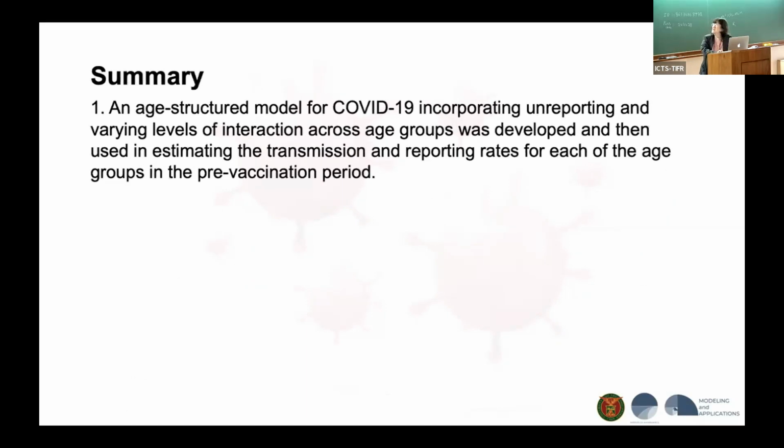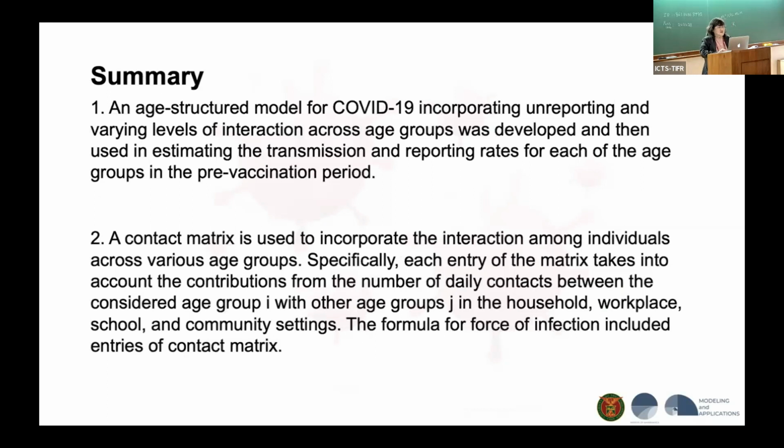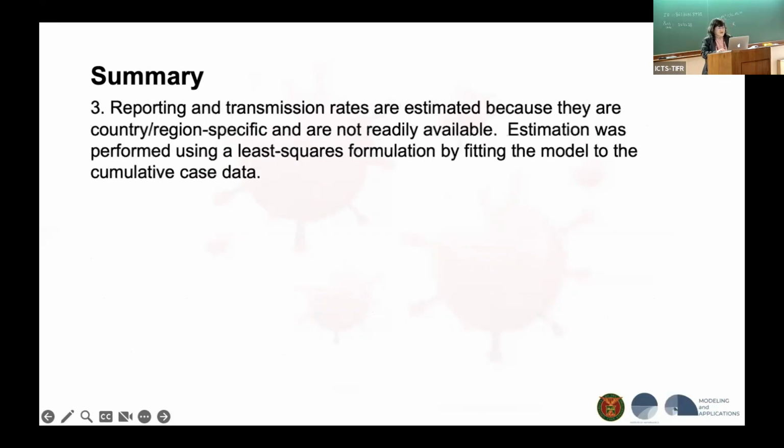So here is our summary. An age-structured model for COVID-19, incorporating reporting and varying levels of interaction across age groups, was developed and then used in estimating the transmission and reporting rates for each of the age groups in the pre-vaccination period. A contact matrix is used to incorporate the interaction among individuals across various age groups, and the formula for force of infection included entries of the contact matrix. Reporting and transmission rates are estimated because they are country and region specific and are not readily available. Estimation was performed using a least squares formulation by fitting the model to the cumulative case data.